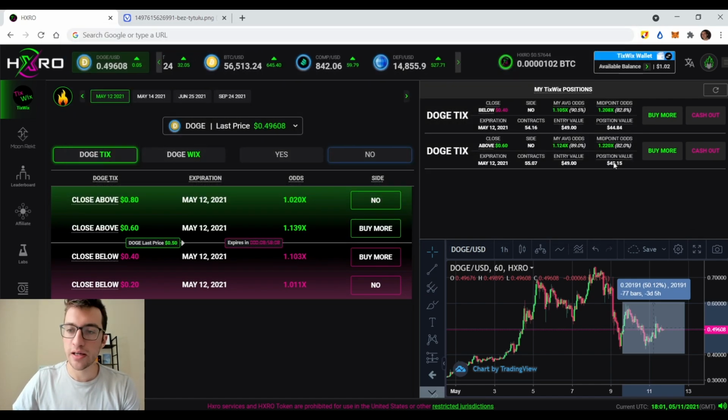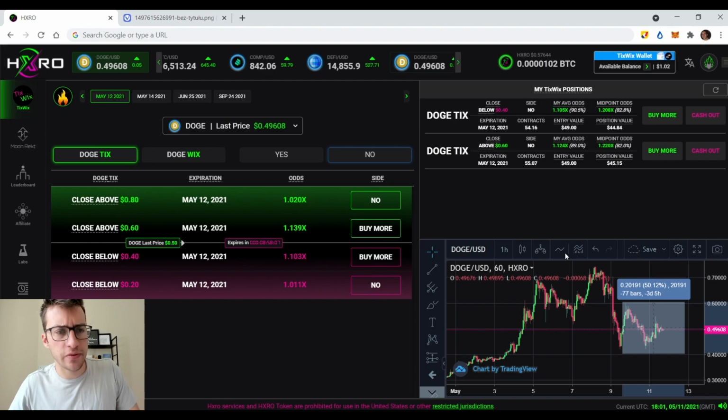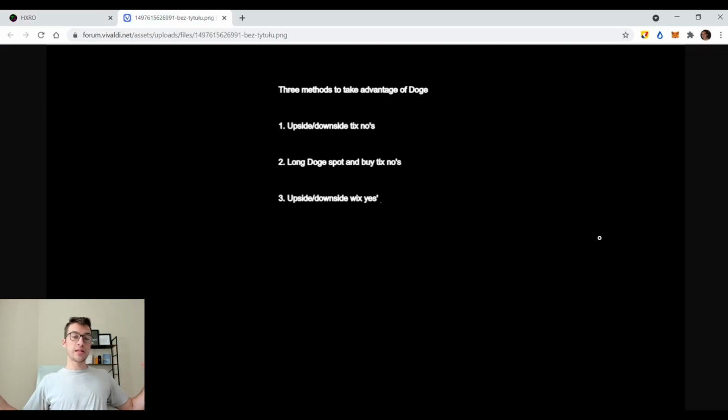Okay, so I just enacted the first play. Let's go on to some other plays. I'm hoping that this page doesn't freeze. So that's called the upside downside ticks nose with a lot of mathematics in there, but hope that was fun.